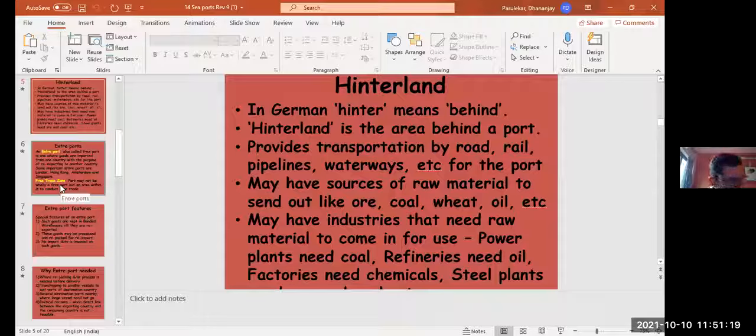I can't hear you. Who is that? Excuse me, sir. I have a doubt. So is Nashik dependent on Mumbai for export and import?